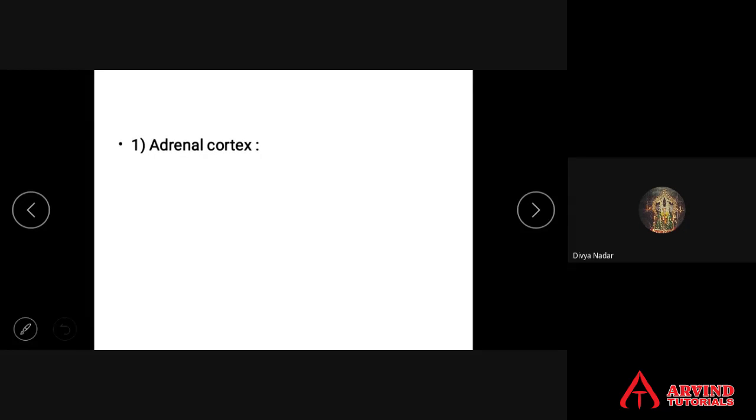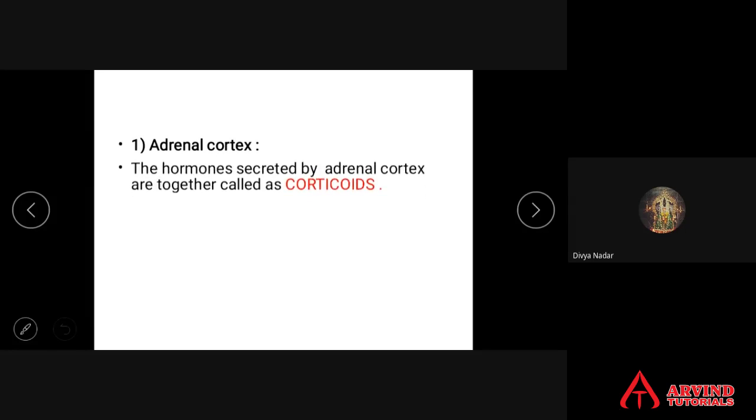Adrenal cortex. The hormones secreted by the adrenal cortex are together called corticoids. The detailed structure of the cortex is not required, but you have the functions of the adrenal cortex coming.